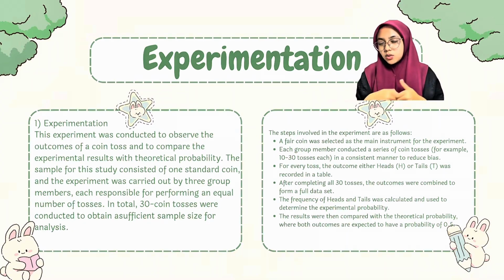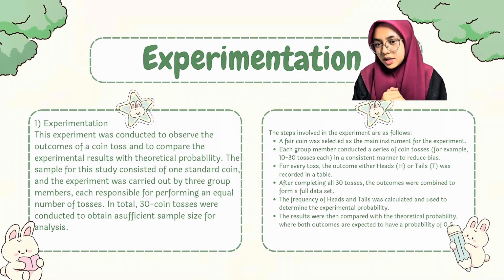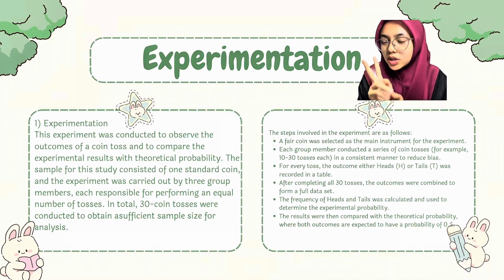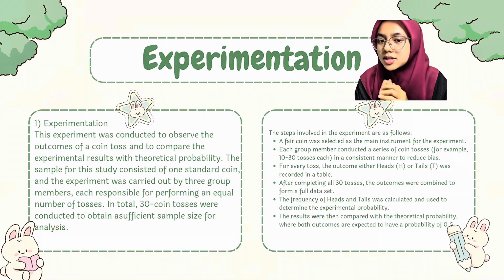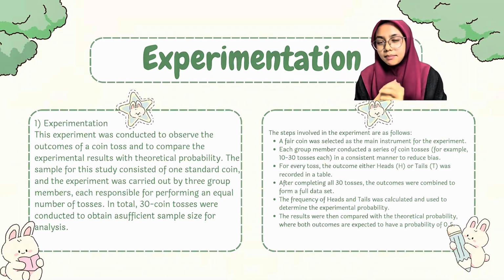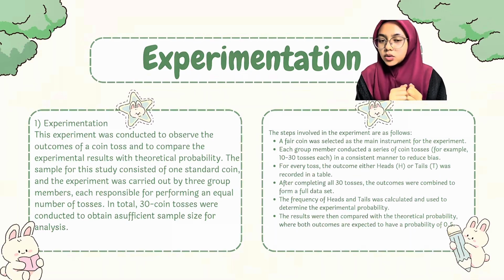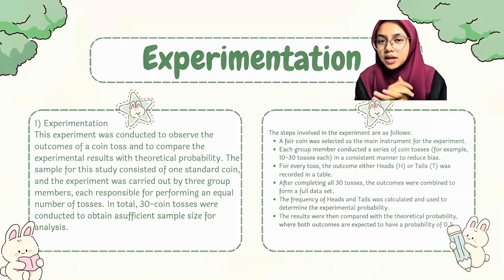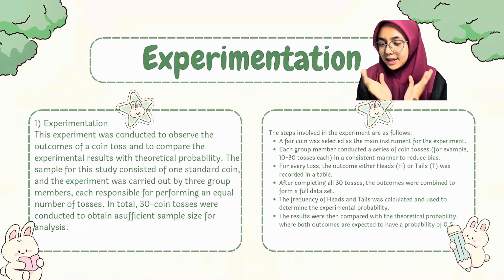In this project, we have 6 steps of experiment. First, a fair coin was selected as the main instrument for the experiment. Second, each group member conducted a series of coin tosses, for example, 10 tosses each, in a consistent manner to reduce bias. Third, for every toss, the outcome, head or tail, was recorded in a table.